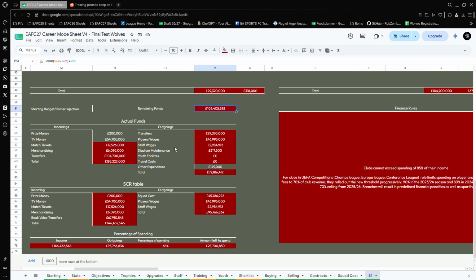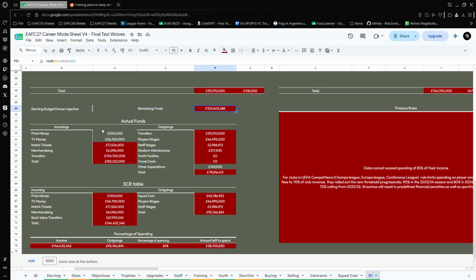So if you don't want to do this, you don't have to. Leave the squad cost sheet blank. Ignore this bit at the bottom. All you're focusing on is this, which is just looking at your actual club money, and then you can just play the game as normal. If you're interested in the squad cost, underneath this is going to be a table that keeps track of that.